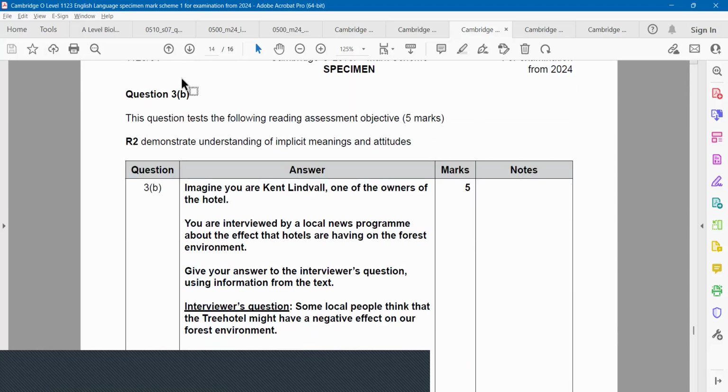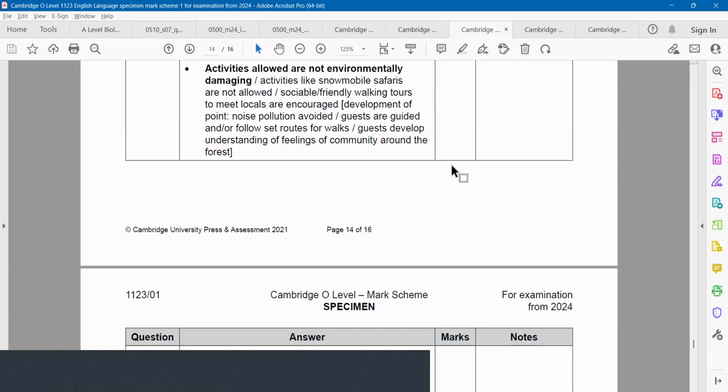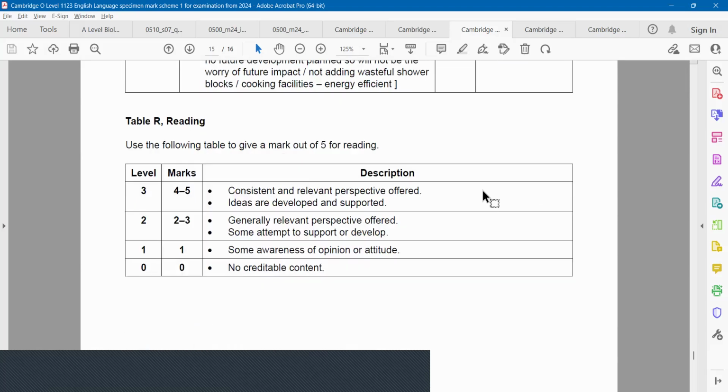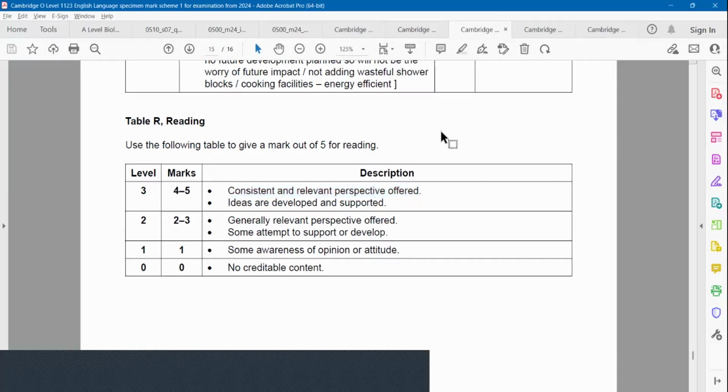Then question 3B, right? The only thing it's testing is the understanding of implicit meaning and attitude, worth 5 marks, and they've given the answer over here. I mean, the only marking rubric over here is, right, consistent and relevant perspective offered. So it's not like if they're asking for your opinion, you start with, for example, I agree. And then the example you're giving is something that contradicts your initial opinion, a point that would suggest that you are disagreeing with it. So consistent and relevant perspective offered.